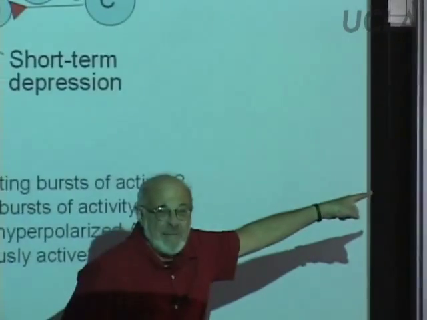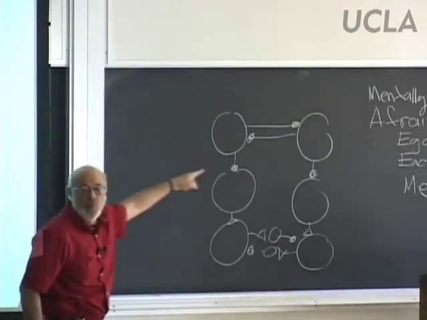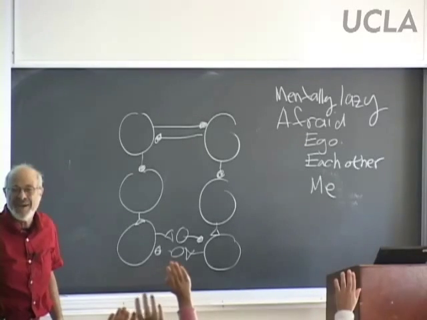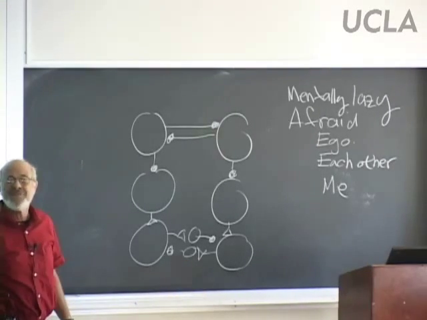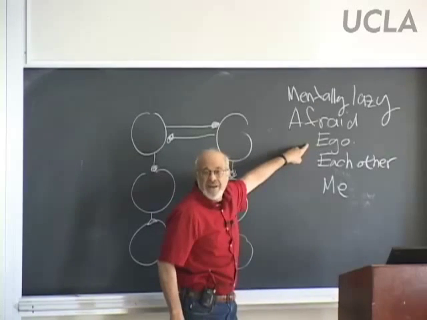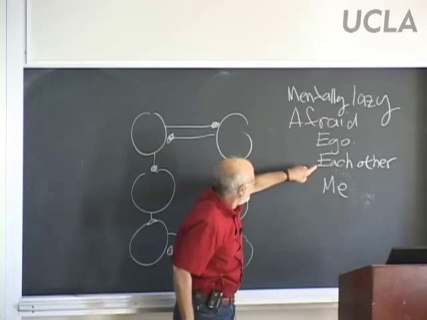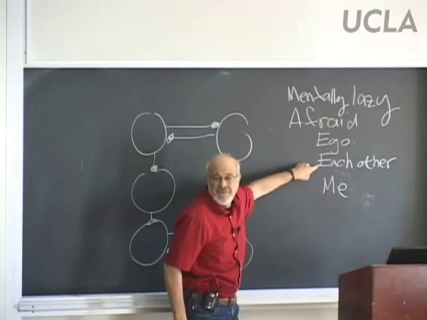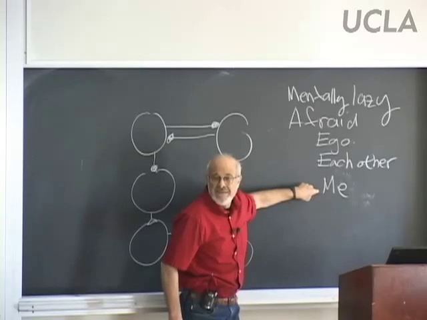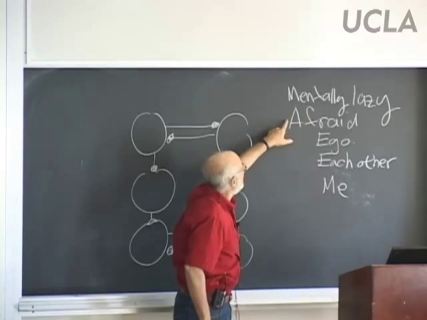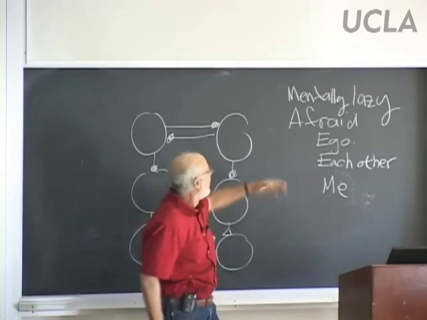For how many is number one going on? The mentally lazy. Raise your hands real high. Okay, I thought that might be the case. Is that Bill? Bill, shame on you. Okay, now, ego. How many? Not very many, at least not very many admitting to it. Okay, each other. Me. So how many of you? Okay, so you've all admitted to this.